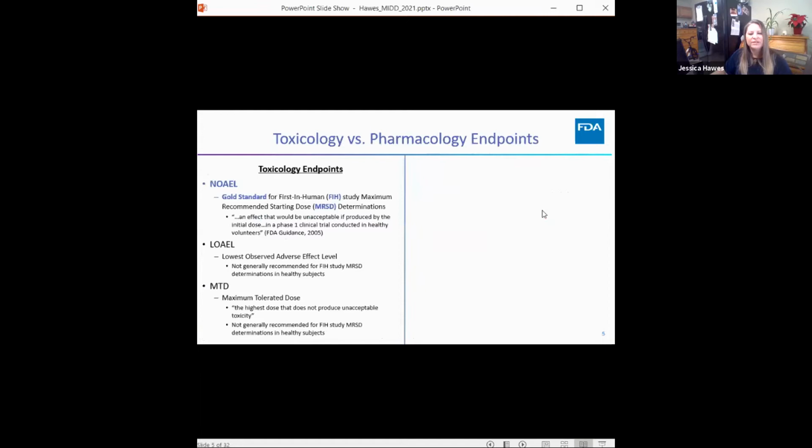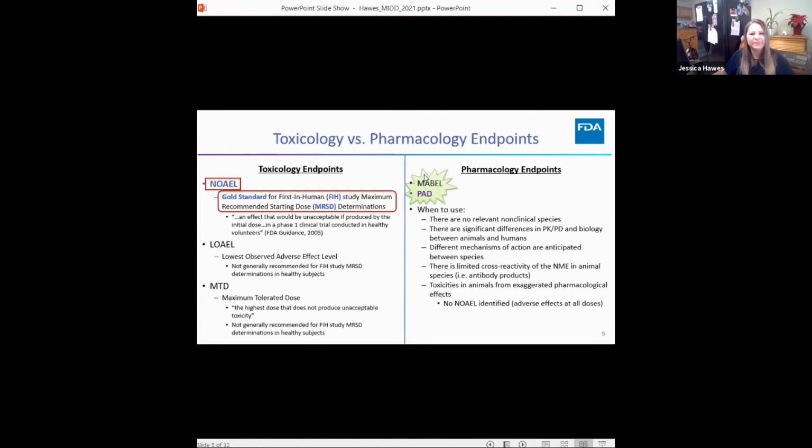Although toxicology endpoints include no AELs, low AELs, and MTD, which is the highest dose that does not produce unacceptable toxicity or maximum tolerated dose, the no AEL is the gold standard for first-in-human studies and can be a basis for the maximum recommended human dose. Pharmacology endpoints most often used for determining clinical doses include the MABEL and PAD.